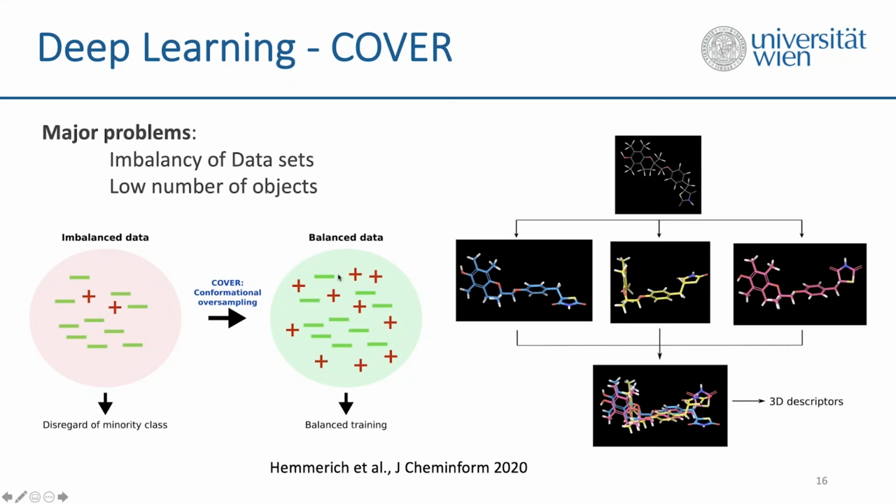How that works, and that it successfully worked for toxicity prediction, you can read up in the paper of Jennifer Hemmerich in the Journal of Cheminformatics, which went online just a few weeks ago.